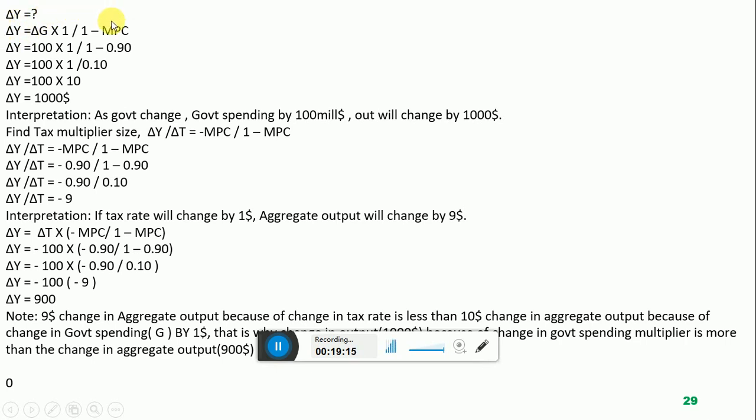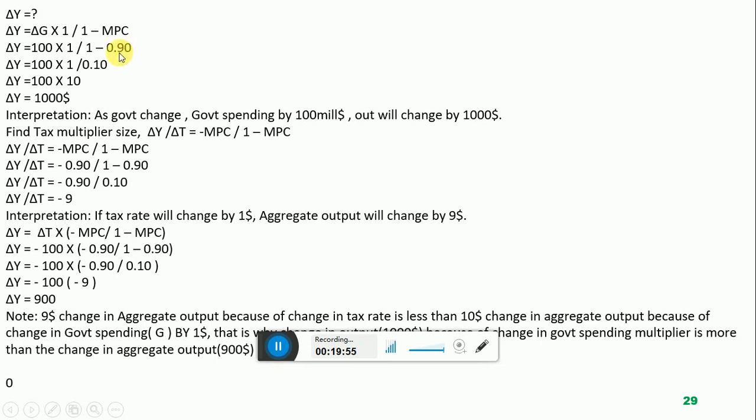This is the formula that we will use to compute the increase in aggregate output because of the government spending multiplier. The formula is: delta Y is equal to delta G, the increase in government spending, multiplied by 1 divided by 1 minus MPC. MPC is given, which is 90%. Delta G is also given, which is $100 million. We will just substitute the values for the variables. Delta G is $100, and MPC is 0.90.